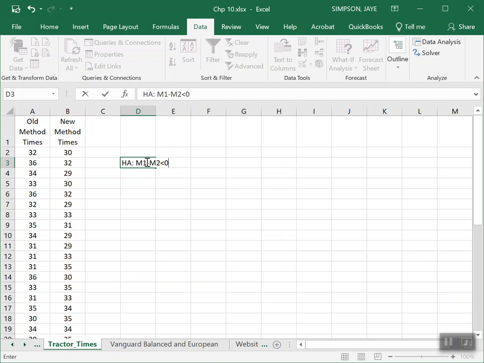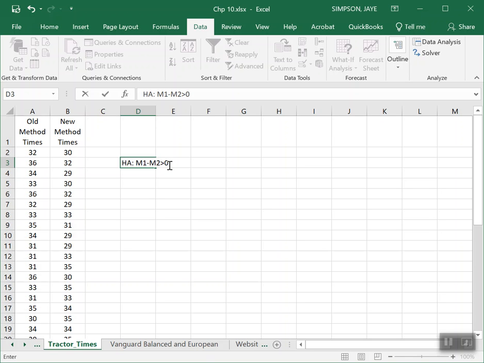I said it backwards, didn't I? Nope, I still said it backwards, didn't I? I still wrote it backwards. So I think that M1 minus M2 is going to be greater than 0. Sorry, I had to fix that there.